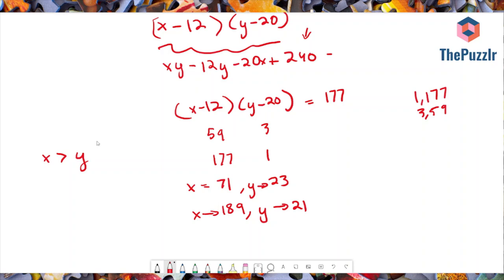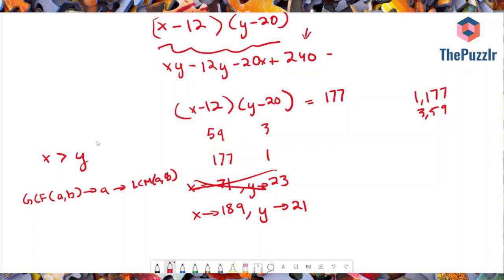But wait a second. If you think about it, the GCF of a and b is a factor of a. Right? Because that, by definition, is the greatest common factor of A and B. So it has to be a factor of A. And A is a factor of the LCM of A and B. So that means that the GCF is a factor of the LCM. So Y needs to be a factor of X. That's not true in this first case. So we have 189 and 21 as our only possible answer.